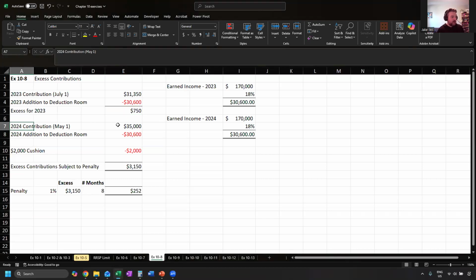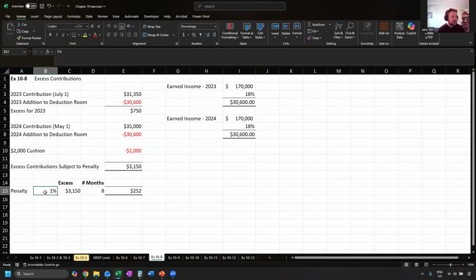In 2024, we contributed another 35,000 to the account, but we only produced contribution space of 30,600. So we have an excess amount, 750 plus our deposit minus our additional space. We're over contributing 5,150. We have a cushion of $2,000, so our excess contribution subject to penalty is 3,150. So we subtract our contribution space, subtract our cushion.